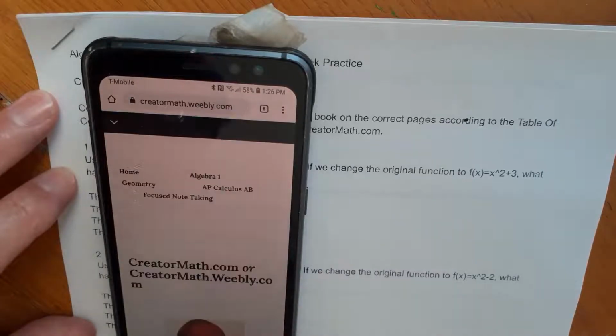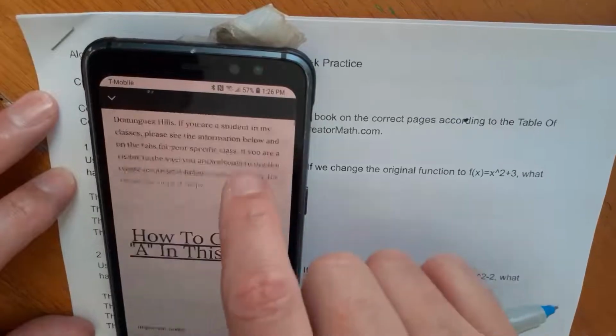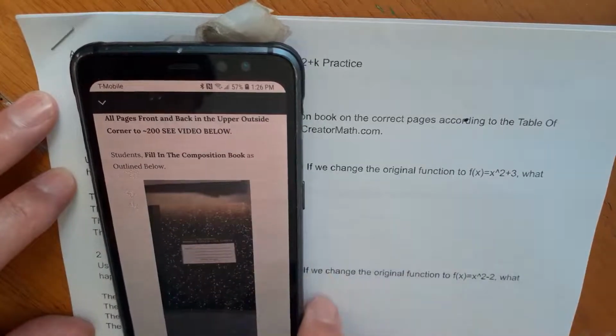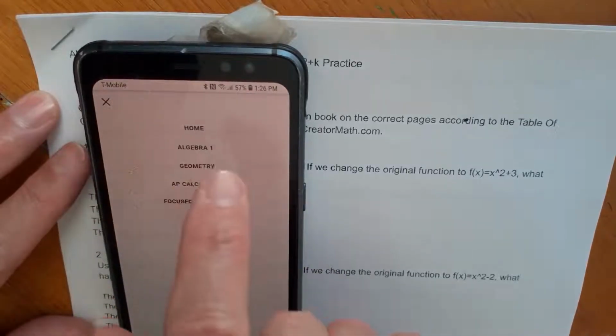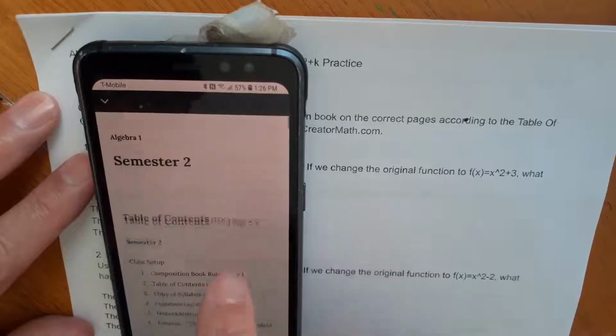It's creatormath.weebly.com right here, or creatormath.com. Type one or the other into Google and you should be able to find it. Make sure you know that all of the composition book information is on the home page here. We're going to go straight to Algebra 1, which is where the lessons are. We're going to pass by the vocabulary down to the table of contents.